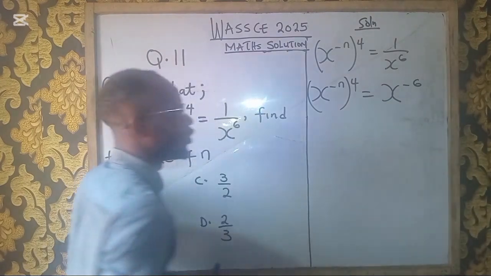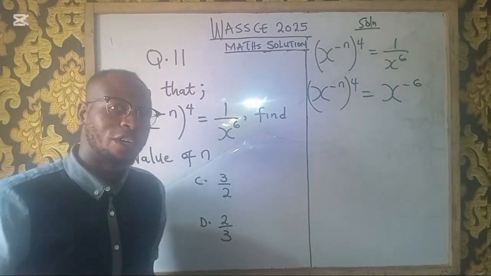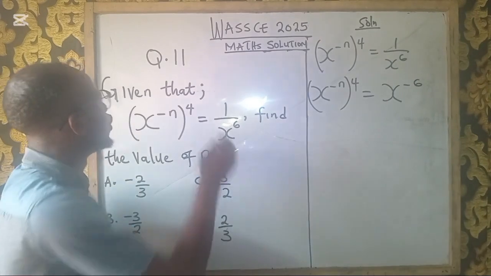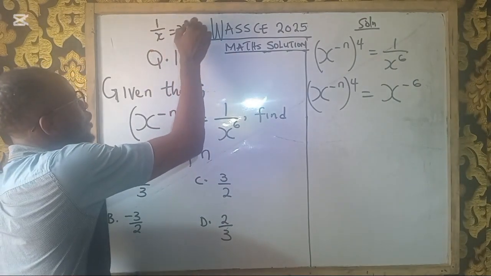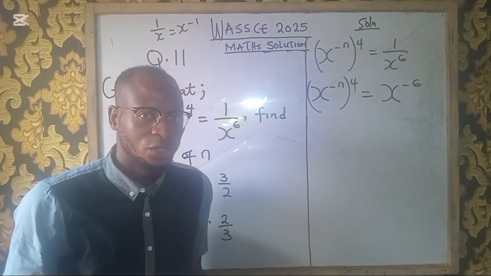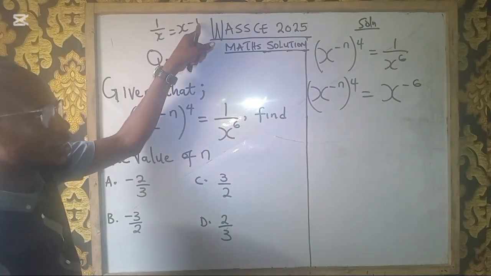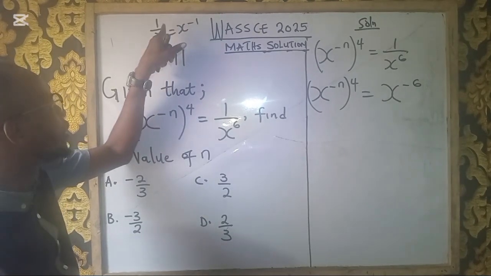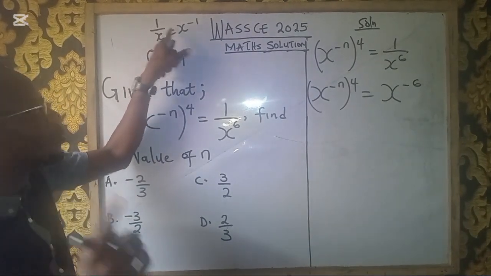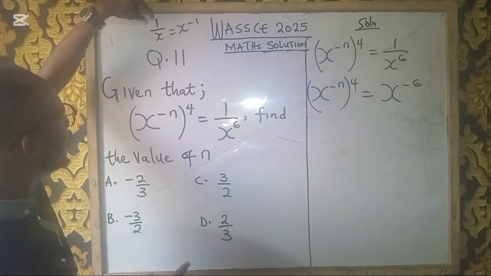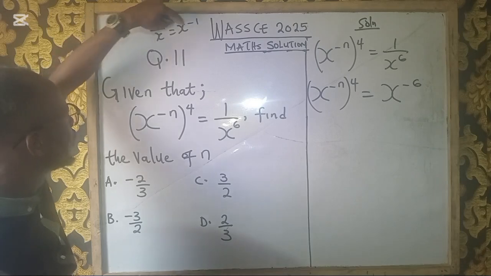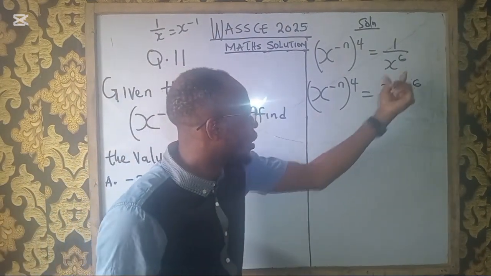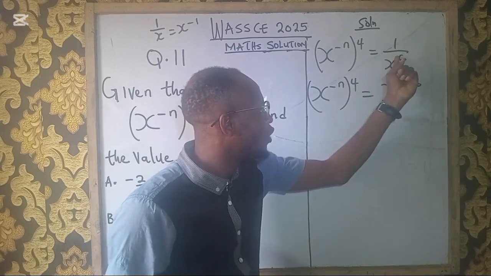Don't forget, that's one of the laws of indices. When you have 1 all over that thing, it can be changed back to that thing raised to the power minus of the power. Which means when you have something like 1 over x, it is the same thing as x raised to power minus 1. Do you understand? It is not this one that is there that I put here. It is because of this division sign that it changed to minus. So whenever you have this, it is having minus because of the division sign.